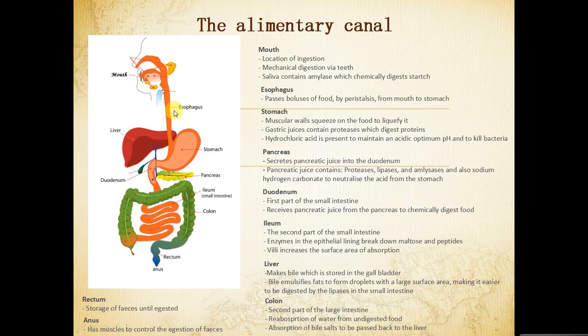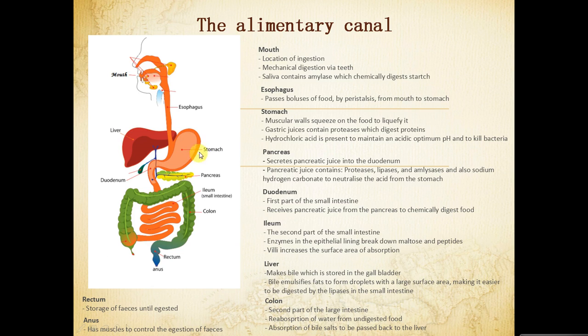So the food will make its way down to the stomach, where muscular walls of the stomach squeeze on the food to try and liquefy it. And we've got something called gastric juices in the stomach, which contain enzymes called proteases, which, as we've talked about before, digest proteins.